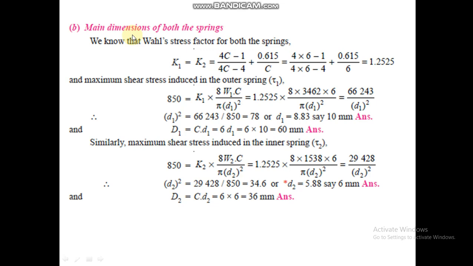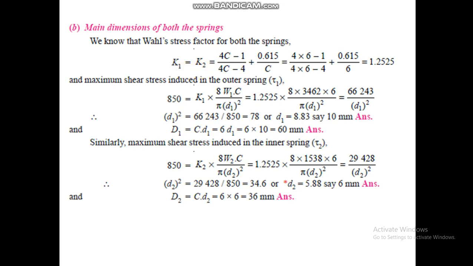Now we have to find main dimensions of both the springs. So main dimensions means the wire diameter and mean coil diameter, that is capital D and small d. So how will we calculate? First of all we will calculate Wahl stress factor, that is K. Since both the springs have the same spring index C, K1 and K2 will be equal.